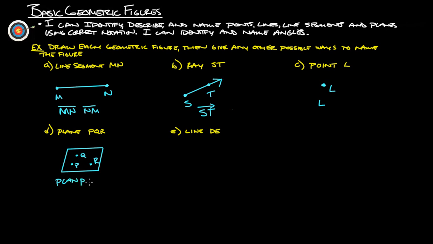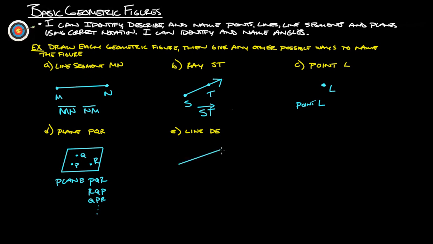Plane, oops, not plan, plane PQR. We could name it plane RQP. We could name it QPR, so forth and so on. There's several more that we could do. Okay, and this over here should be point L. Sorry about that. Okay, so many different ways you can name that. And if it happened to have a cursive letter in there on the plane, then we could call it that as well. Okay, and then we've got line DE, not line segment, but line DE.